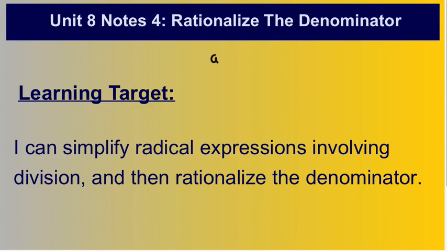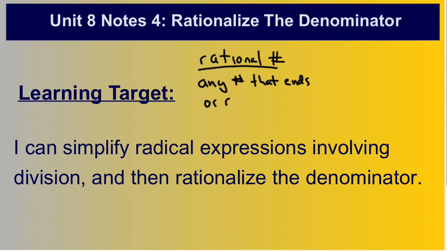Just make a little note. What is a rational number? Well, the standard definition says a rational number is any number that ends or repeats as a decimal. Okay, so that's what a rational number is.